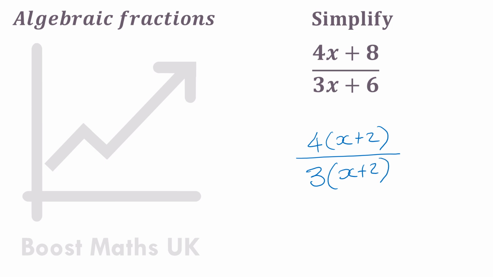Once we've done that, we should be able to spot something in common, which is the bracket x plus 2 on the top and the bottom, so we can cancel them out, and we're left with 4/3.